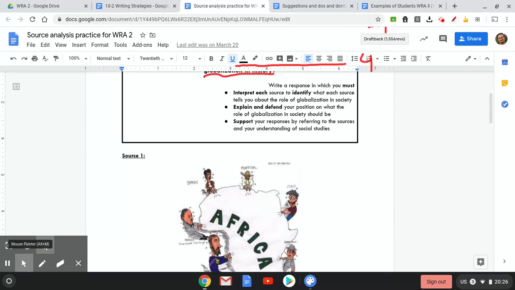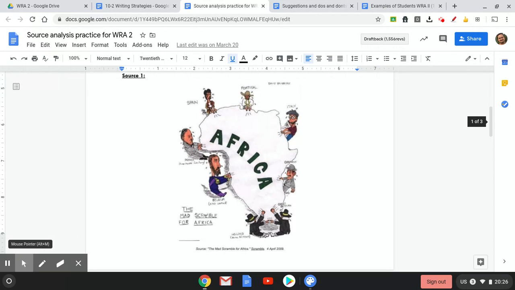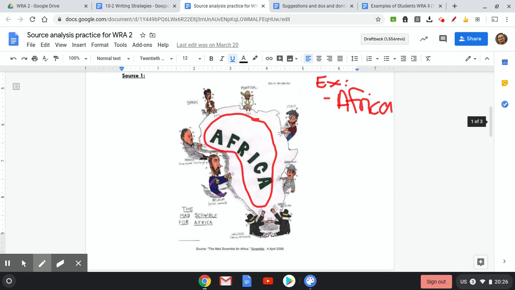So I want to actually go through this first source here and show you a little bit about how you would analyze. Now, this is a practice. This is not on your WRA. Let's talk about explicit information. What do we see? What is obvious? So explicit. And I would recommend doing some planning. Right off the bat, we have the continent of Africa. So we know that we have Africa. One thing to keep in mind here, continent, not a country. I will dock you marks if you say Africa is a country. This is explicit. Now, what's happening to it?